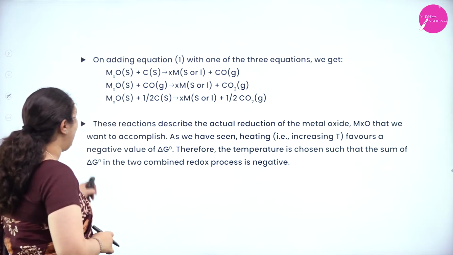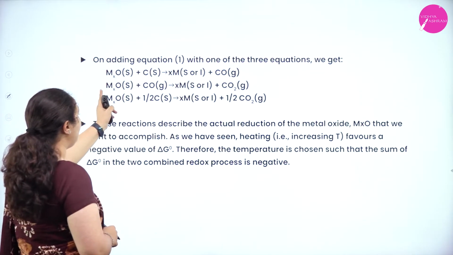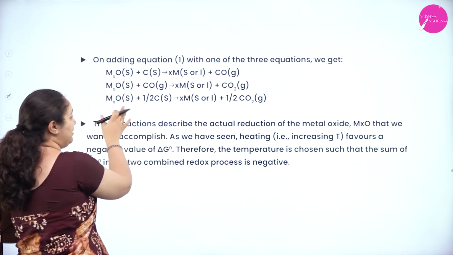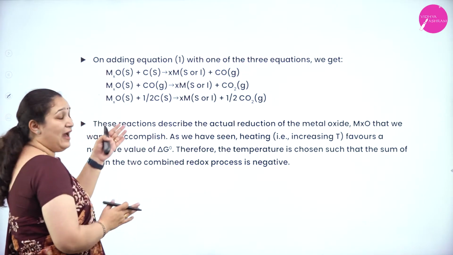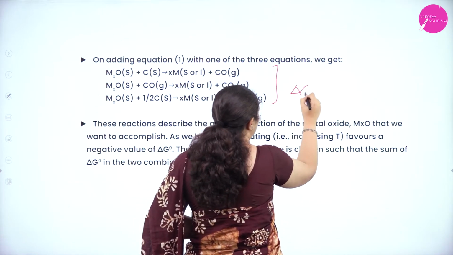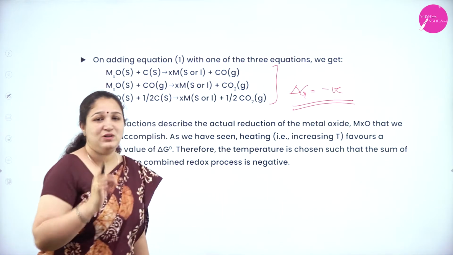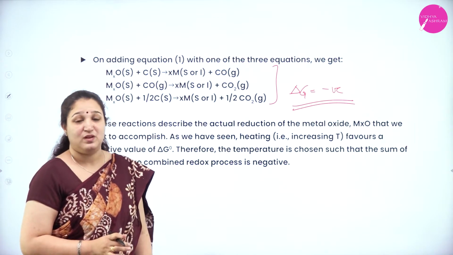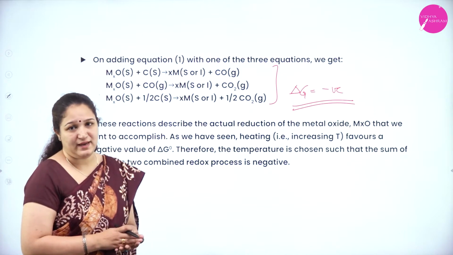Okay. So I can add metal oxide plus carbon giving metal and carbon monoxide, or metal oxide plus carbon monoxide giving carbon dioxide, or I can take metal oxide with coke giving metal plus carbon dioxide. So I can add up the equations. When I add the equations, the only thing I have to take care of is that the delta G value should be negative. Only then I can use that particular reducing agent. Okay. So this is the main application of the Ellingham diagram.